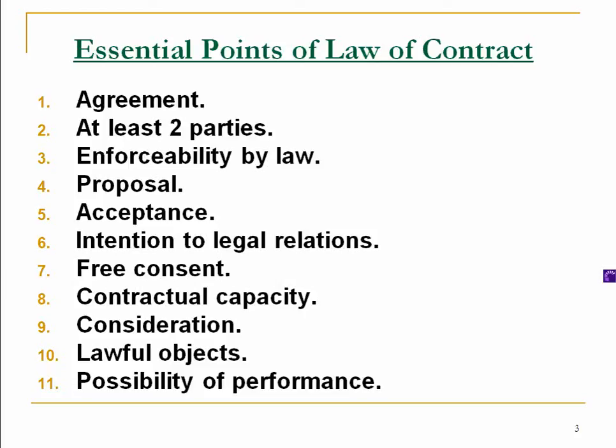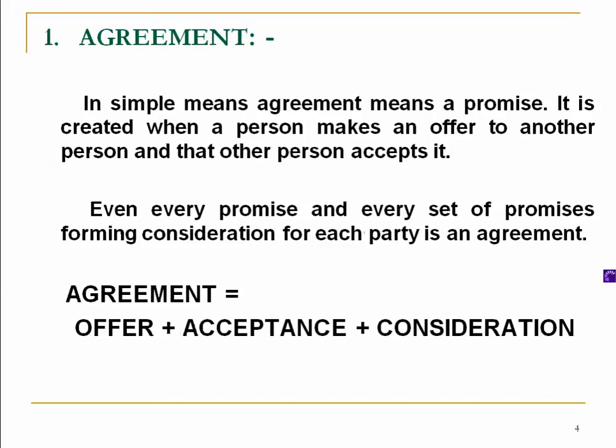So now you need to understand that these 11 points are a category which you essentially require to establish a contract under the Indian Law of Contract. Now we will study one by one from this list. First, you require an agreement. What is an agreement? First you need to understand. Agreement basically is known as a promise also.